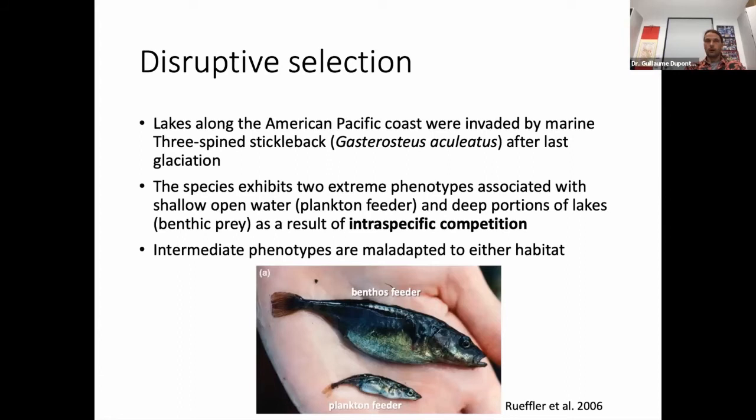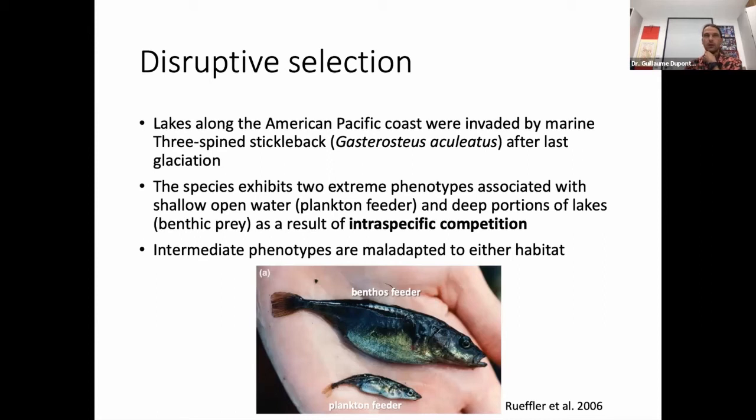And I give you a last example for what we call disruptive selection, where we select the extremes against an intermediate phenotype. And here's an example with these sticklebacks. You know them in German as dreistacheliger Stichling. These are little fish who have 3 spines on their back.